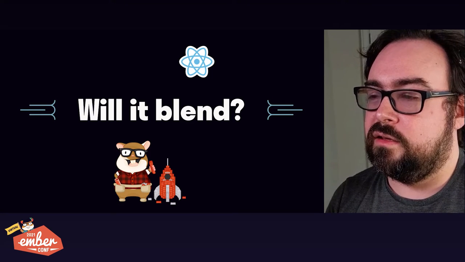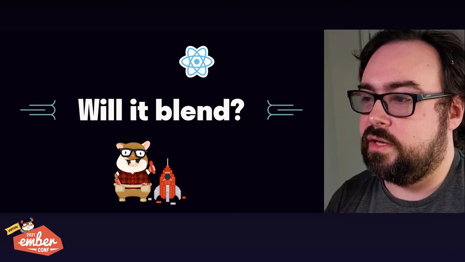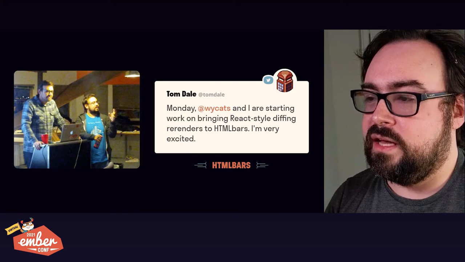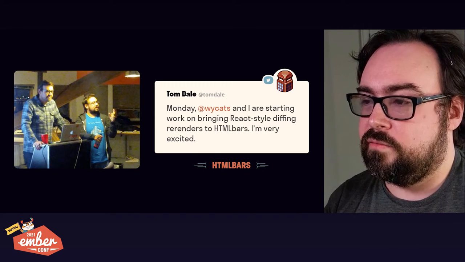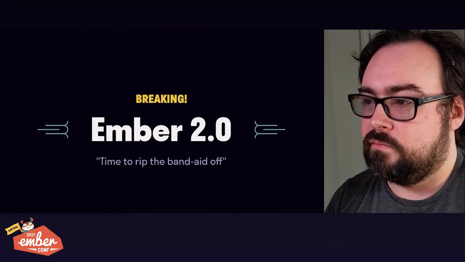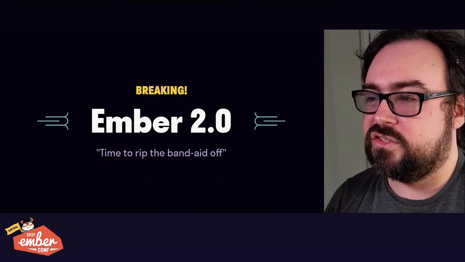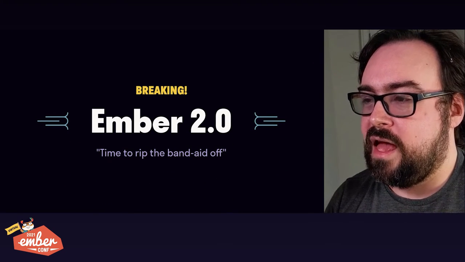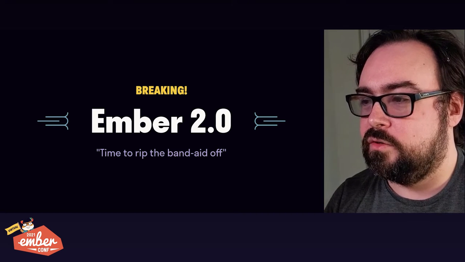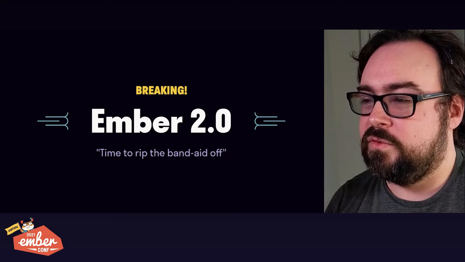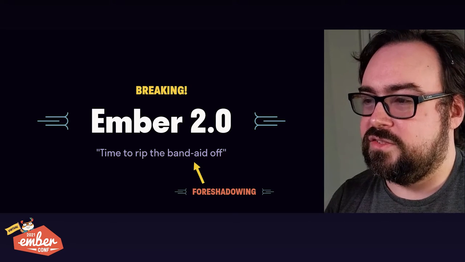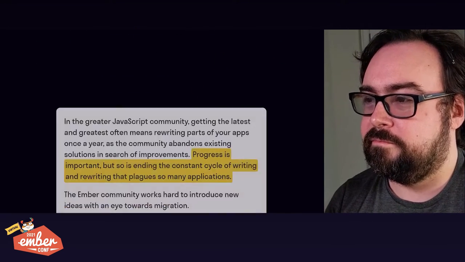So Tom and I set to work on a rethink of our rendering engine. We got one-way data flow, we got coarse-grained updating, and the results were competitive. But there was a problem. We hacked and slashed to make it compatible with 1.12, and we couldn't wait to get rid of the code. And we thought, that's what breaking changes are for, right? Time to rip the Band-Aid off. We didn't actually say that, I'm just foreshadowing.